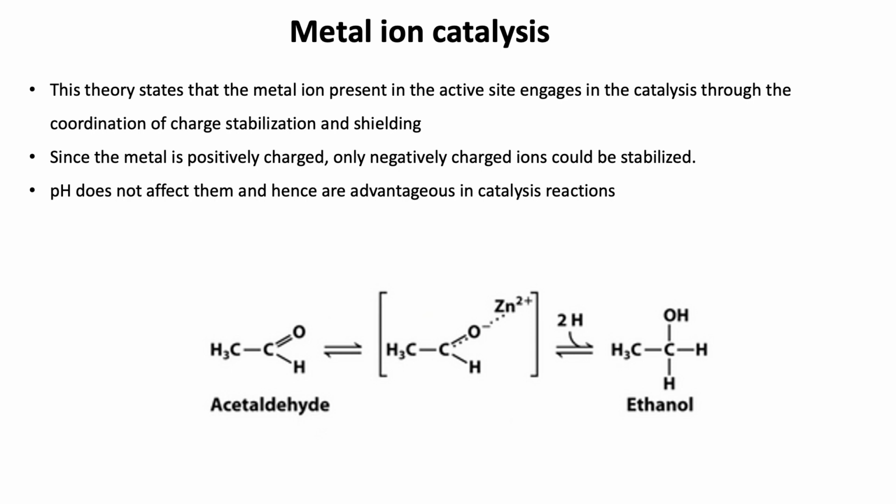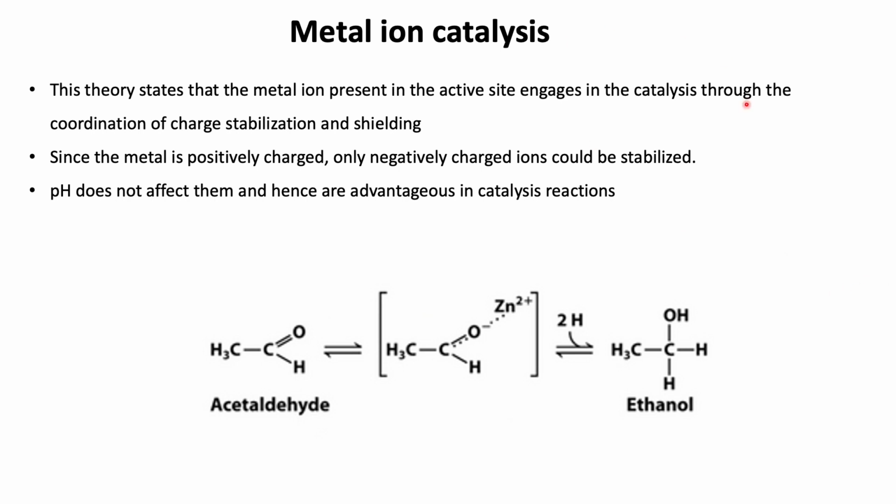Another mechanism is metal ion catalysis. This theory states that the metal ion present in the active site engages in the catalysis through the coordination of charge stabilization and shielding. Since the metal ion is generally positively charged, only the negatively charged ions could be stabilized, and pH does not affect them. Hence it is advantageous in catalysis reactions, whereas general catalysis is favorable in a certain pH, the physiological pH, and at a certain temperature. So metal ion catalysis is not affected by pH, which is one of the advantages.